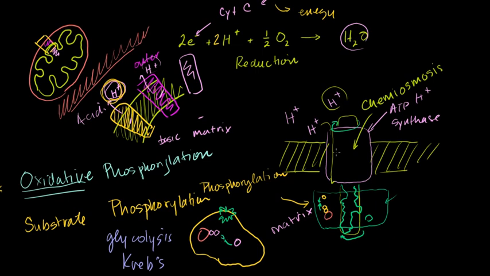When it's just an enzyme without any of this chemiosmosis that's driven by oxidation, like we learned in the electron transport chain, we call this substrate phosphorylation. And then the substrates are just the things that attach to the enzyme and have something performed on them.